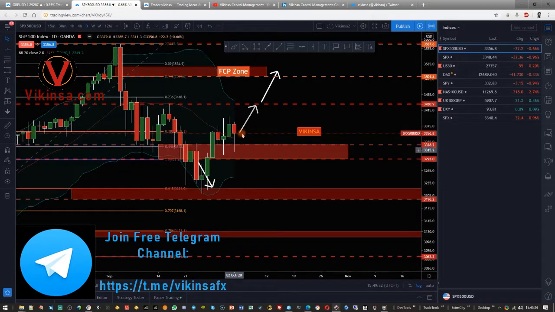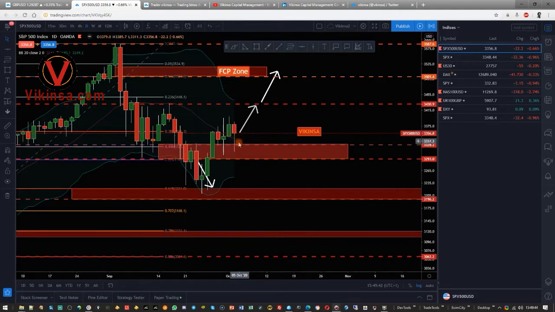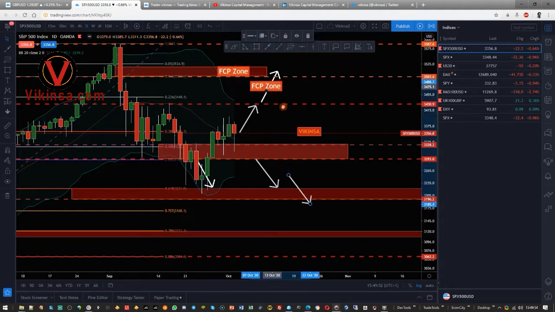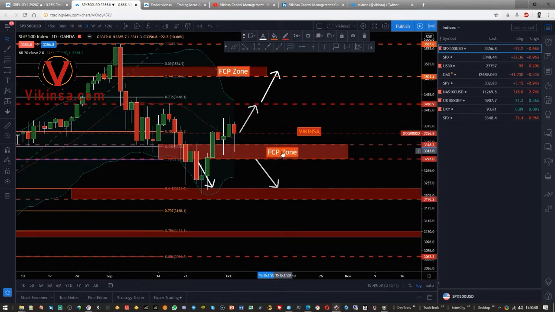And if the market starts to go down, then we'll have to trade going into this FCP zone. Because the price right now is so close to the FCP zone, I will not be looking for a short unless it has broken through this FCP zone, and now I have a clear path to go to that level. So this is what we are looking for.